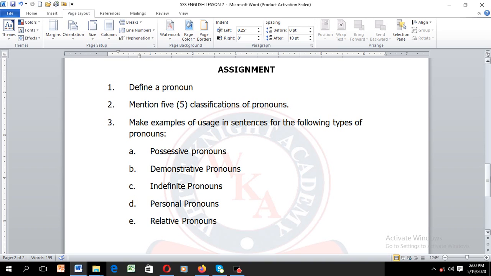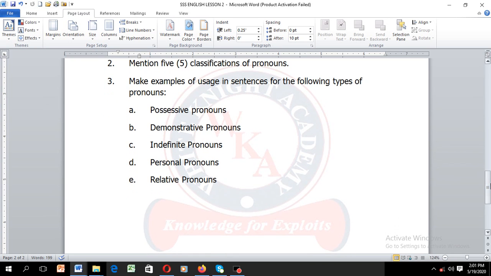Number 3, make examples of usage in sentences for the following types of pronouns. 1. Possessive pronouns. 2. Demonstrative pronouns. 3. Indefinite pronouns. 4. Personal pronouns. 5. Relative pronouns.